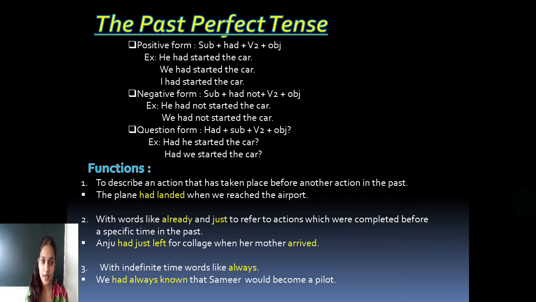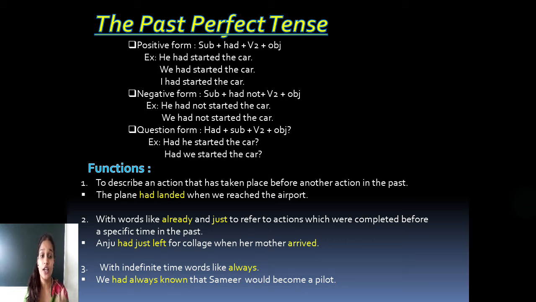Now, what are the functions of the past perfect tense? First, to describe an action that has taken place before another action in the past. पास्ट में कोई एक्शन हुआ उससे पहले जो एक्शन हुआ है उसके लिए हम पास्ट परफेक्ट टेंस यूज करते हैं. The plane had landed when we reached the airport. जो प्लेन लैंड हुआ वो लैंड हो गया था जब वो एयरपोर्ट पहुंचे. So one action is completed before the other, so we use past perfect tense.